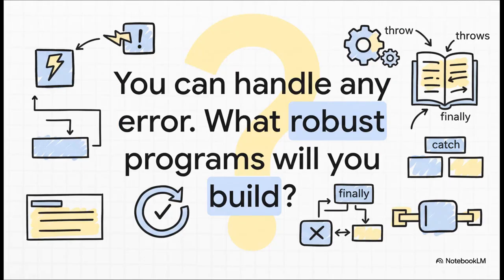So the real takeaway here isn't just about fixing bugs as they pop up. This whole toolkit is about designing better, more resilient software from the get-go. By thinking about what could go wrong and managing those situations cleanly, you can build applications that don't just crash, they handle problems gracefully. So, what are you going to build with these new powers?